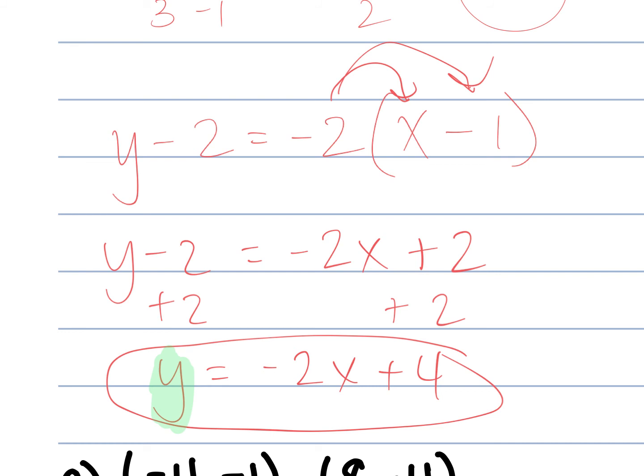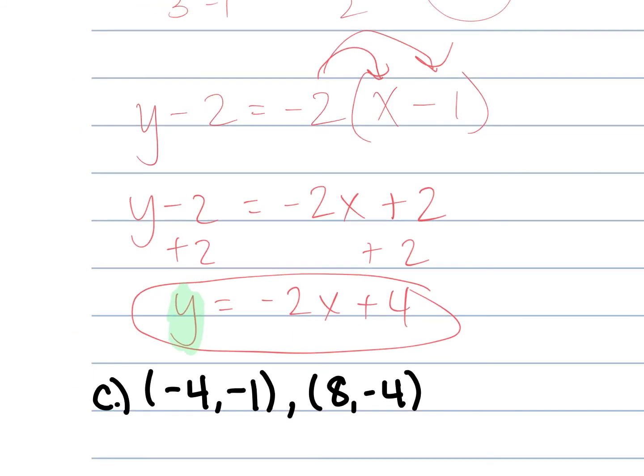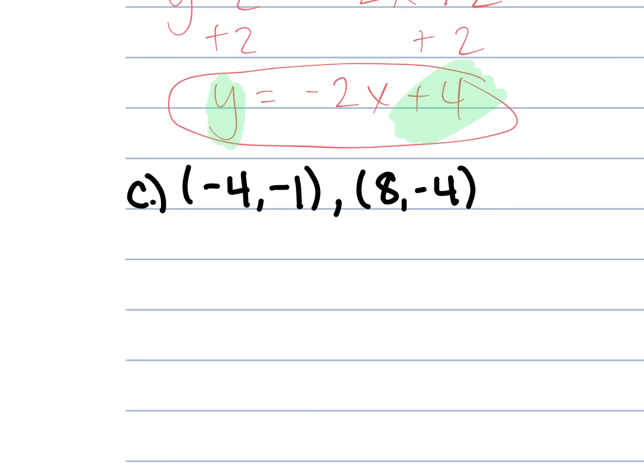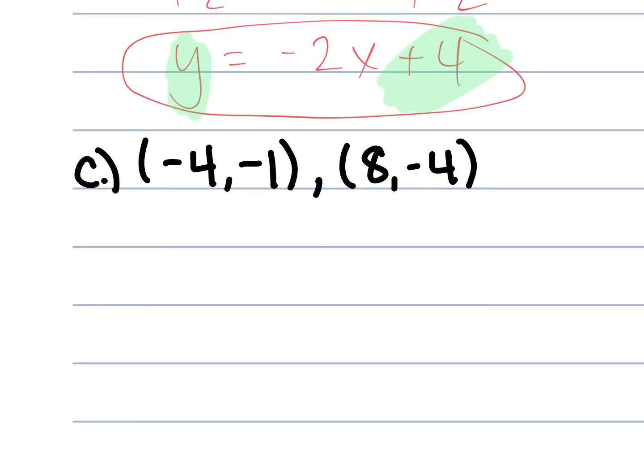What's my y-intercept now? 4. It's 4. Do you guys know what the y-intercept is? Now we can tell by using this sequence of steps. Let's do one more together and then I'll let you guys try one on your own. We're going to do C together and we'll save B for you guys. So in C, let's do it.